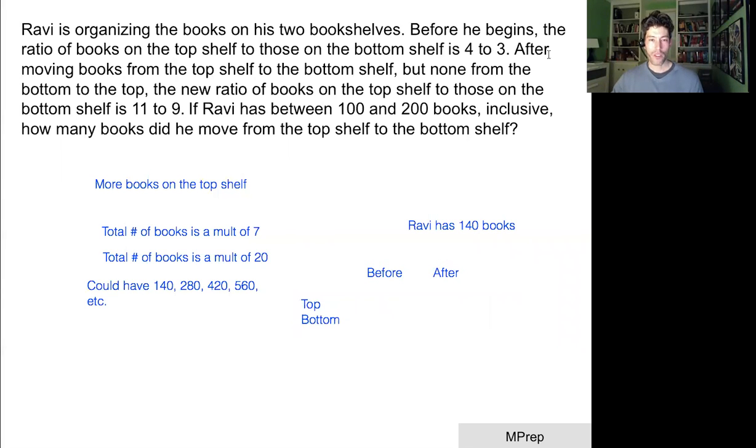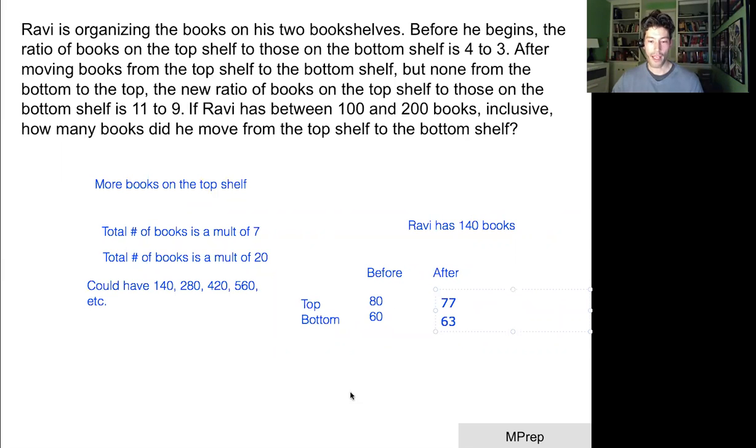Yeah, 4-to-3 ratio. That means 4/7 of the books are on the top. So 1/7 of 140 is 20. So 4/7 would be 80 on the top, 60 on the bottom. Let's do the same thing for after he moves them. I guess 11-to-9 ratio. So 11/20 were on the top. 1/20 of 140 is 7. 11/20 would be 77. There would have to be 63 on the bottom.